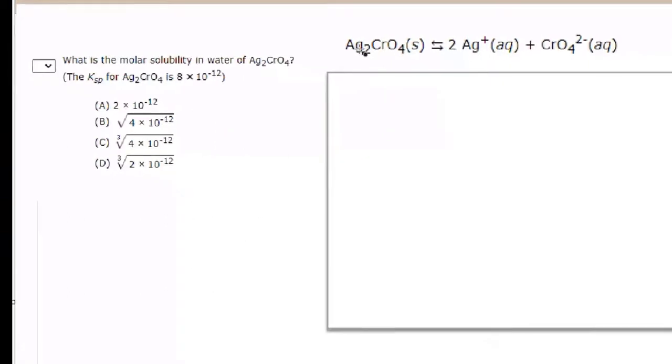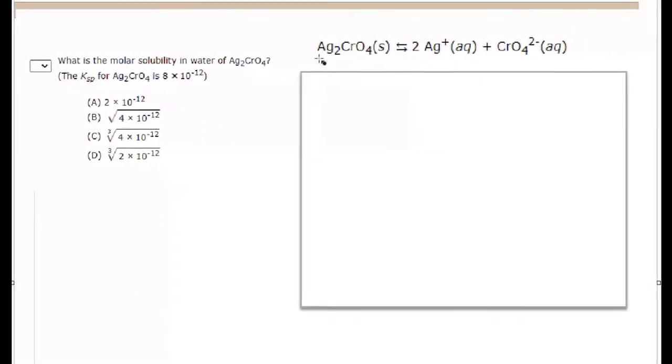Now we've got an ionic compound that is dissolving. This is silver chromate. It doesn't dissolve very well, but when it does so, it produces a small amount of silver ions and some of these chromates. It's a pretty experiment. Silver chromate has this maroon color. Let me show you the reaction.